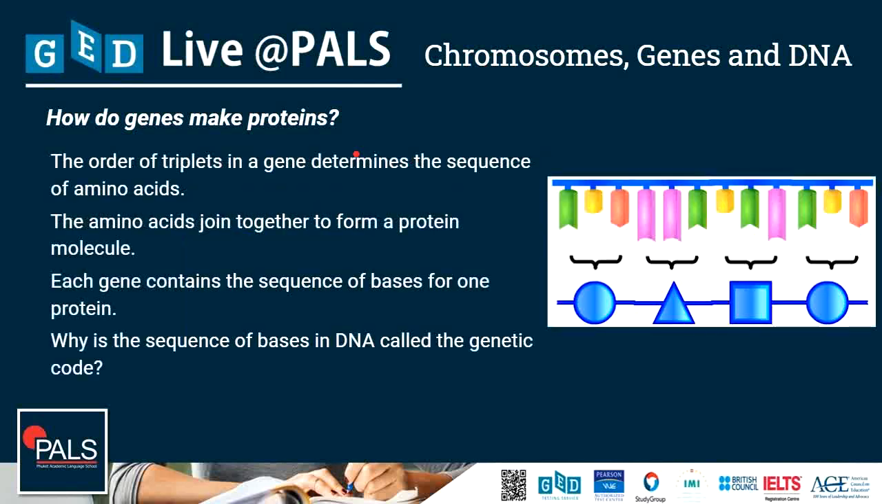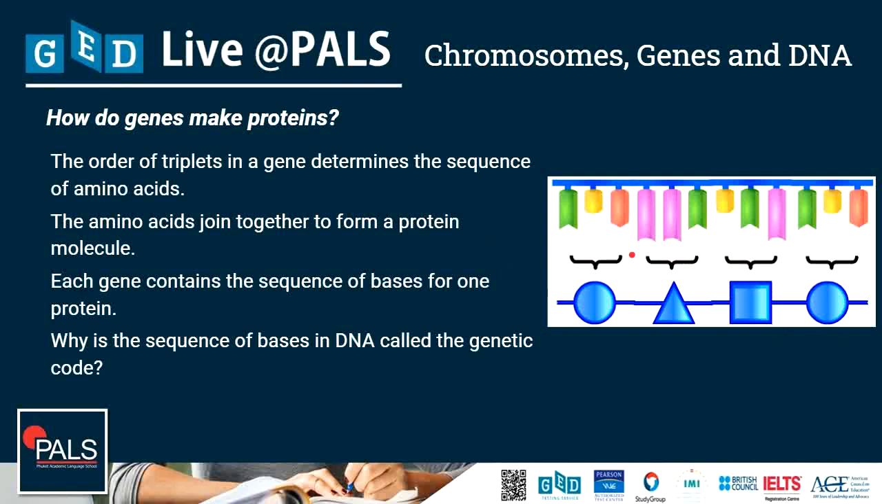So, how do genes make proteins? The order of triplets in a gene determines the sequence of amino acids. The amino acids join together to form a protein molecule, and each gene contains the sequence of bases for one protein. As we can see here, we have a part of a gene. We have the triplets, and each triplet, 1, 2, 3, 1, 2, 3, 1, 2, 3, 1, 2, 3, will code for a specific amino acid. Joining them together, we get our protein.